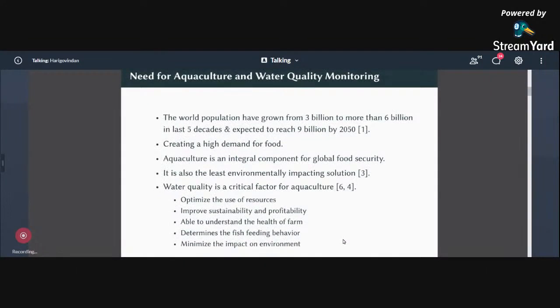We know that the world population has grown from 3 billion to more than 6 billion in the last 5 decades, and it is expected to reach 9 billion by 2050. So this creates a high demand for food, and aquaculture is an integral part of global food security. Aquaculture is the least environmentally impacting solution. But in aquaculture, one of the important areas is water quality monitoring. If you have water quality monitoring, then you can optimize the use of the resources, improve sustainability and profitability, understand the health of the farm and fish feeding behavior, and minimize the impact on the environment.